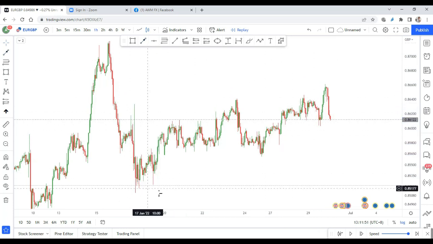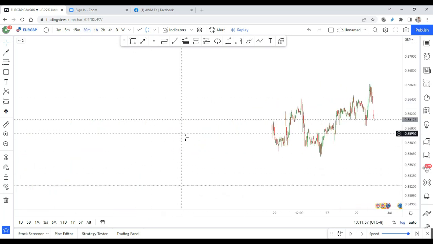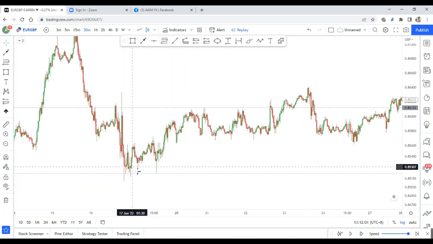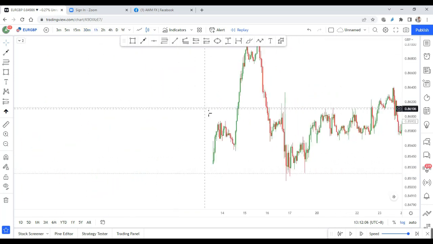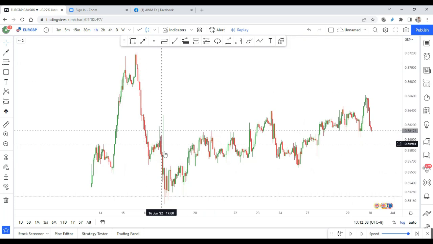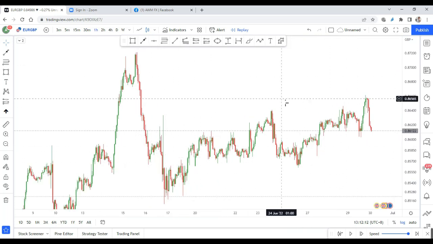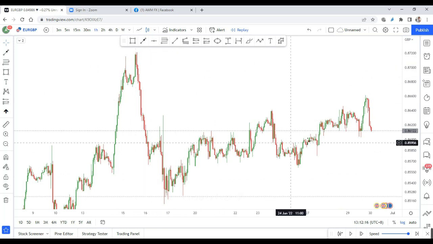The first movement that caught my eye is not this one. It's the movement down there, which is actually a QML. If I switch to a lower time frame, you can see it very clearly. It's a QML pattern. But when I look at it in a bigger time frame, I see the whole movement, which some people call a kind of can movement, but for me it's just a QML and a compression.